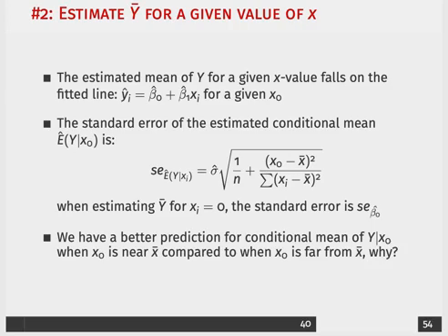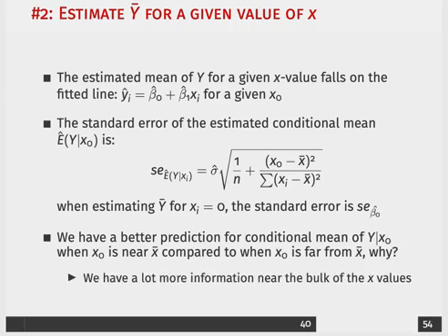Now, why is that? That's just generally because we have more information near the center of the distribution of x, right? That's where the bulk of our x values are. And so that's where we're going to have the most confidence in our predictions. So the confidence intervals are going to be narrower, or the standard errors will be lower.